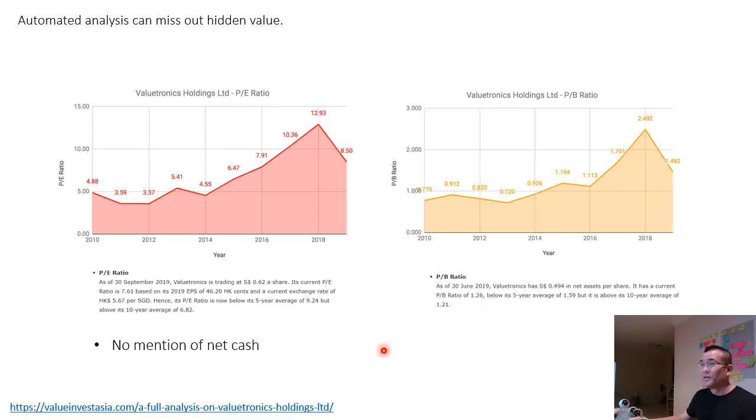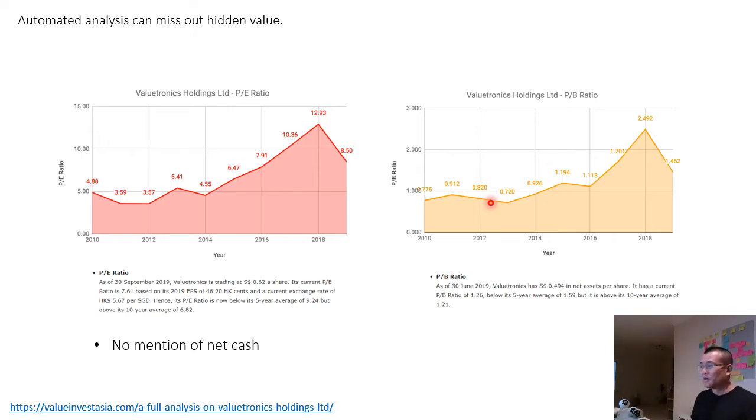Case study 1, Valuetronics. Let's go. So just want to point out, automated analysis can miss out hidden value. Here I just took an example of an automated analysis. If you go to this link, you can find it. It says, here's the PE ratio, gives you an idea of the historical PE ratios. Over here, it tells you what the PB ratio is. Then it gives you the history of the PB ratios. And then after that, it just spits out the analysis.